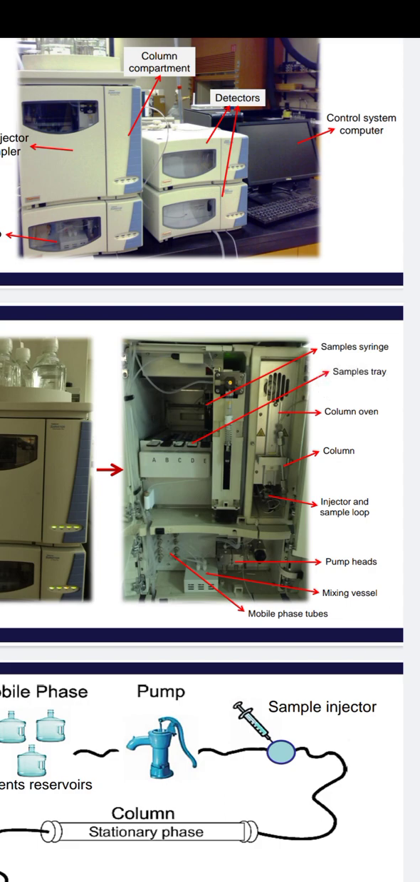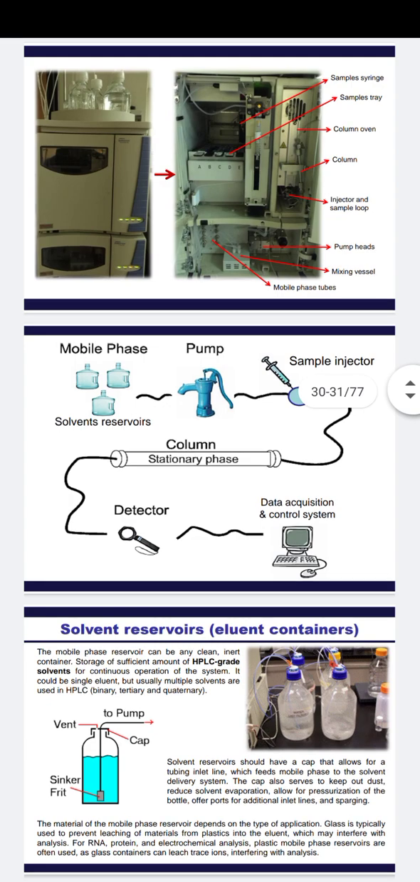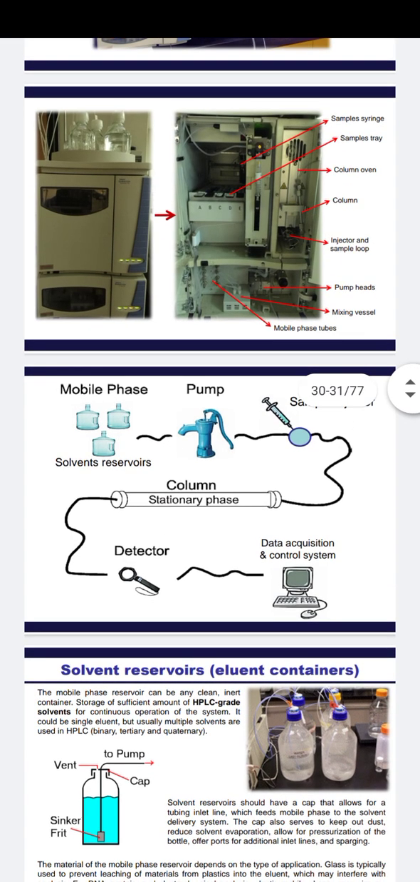Sample syringe upper side, sample trays are there, and beside that the column oven is there, column, injector and sample loops, pump heads, mixing vessels and mobile phase tubes. And next, mobile phase. This is a diagram of what is inside the machine and how it is.